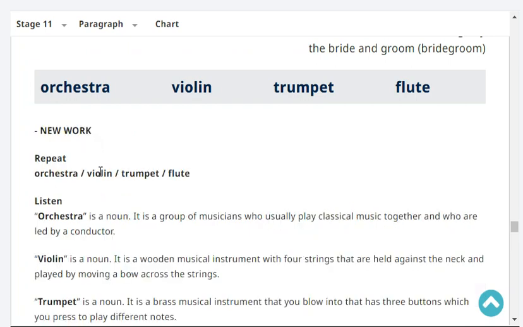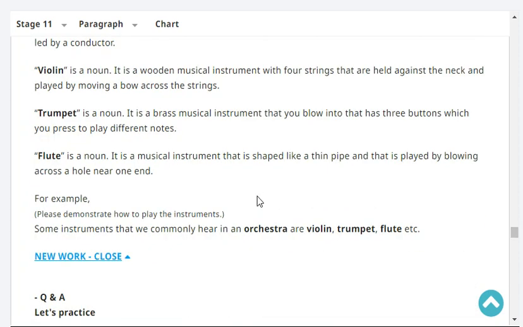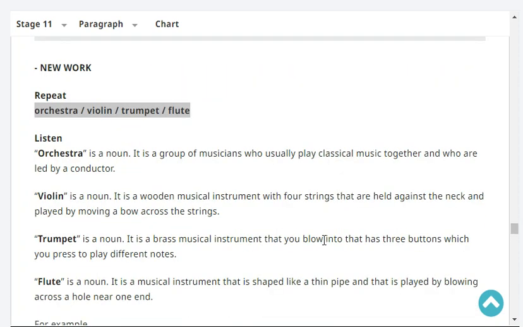Okay, next repeat. Orchestra, violin, trumpet, flute. Very good. Okay, listen. The word orchestra is a noun. It is a group of musicians who usually play classical music together and who are led by a conductor.